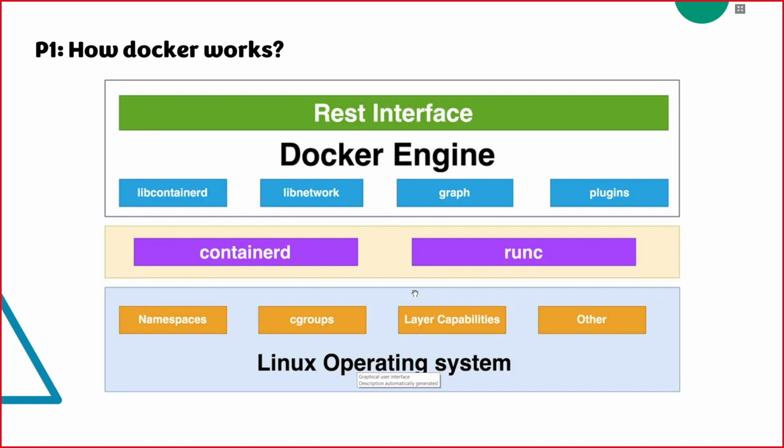Apart from these things, in the operating system we have namespaces, cgroups, layer capabilities, and other stuff. Which means containerd and runc use these things to create a container. They use namespaces and cgroups to create a container for us. But why do we use both containerd and runc? Anyone know? Any idea? Ali. Sorry, can you repeat your question? Yeah, why do we need both containerd and runc?